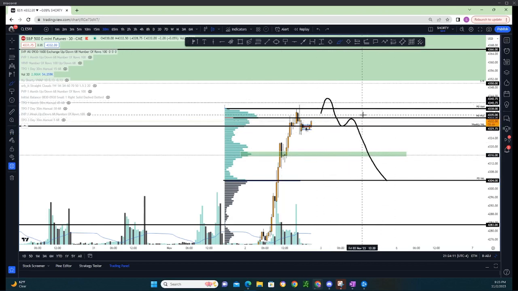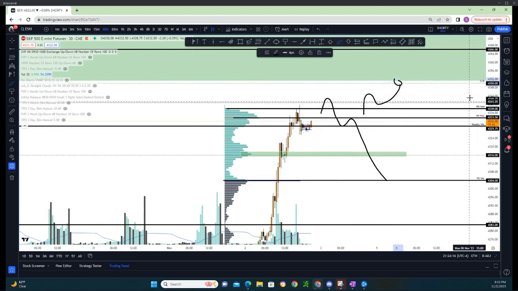If we do get the break on the upside, you're going to have something like this. So you have literally 10 points in between here. In this range, this is where you have 10 points. You can play that.